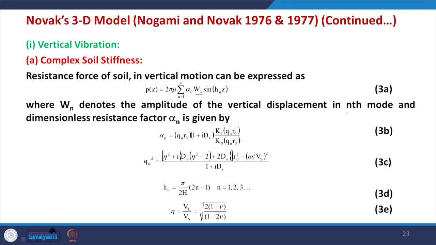And n again represents the mode of vibration, where the known, dimensionless resistance factor alpha n in this theory is given by the relation here, where K1 and K0 are Bessel functions, K0 of zeroth order and K1 of first order. Qn is given by this relation, and in this relation hn is coming, which is given by this relation, where hn is related to the mode n. When you vary the value of n, which is 1, 2, 3, hn will vary. And eta is the ratio of vl by vs, the two velocities, one in the longitudinal direction and the other the shear wave velocity. This is given by this relation.